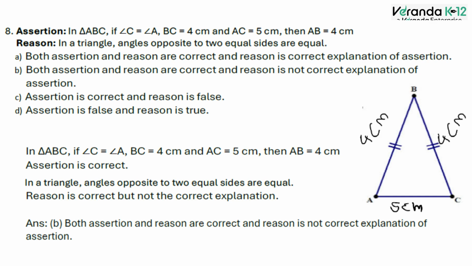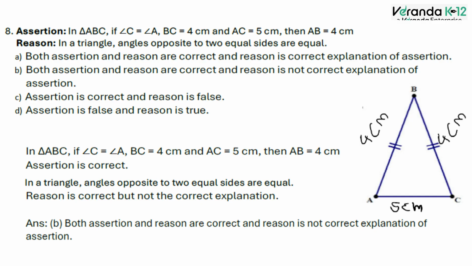Then 8th question, assertion reasoning type. The assertion is given as: in triangle ABC, angle C and angle A are equal, and BC is 4 centimeter, AC is 5 centimeter, AB is 4 centimeter. Then the reason is: in a triangle, angles opposite to equal sides are equal. By reading the statement itself, we can tell the reason is correct.